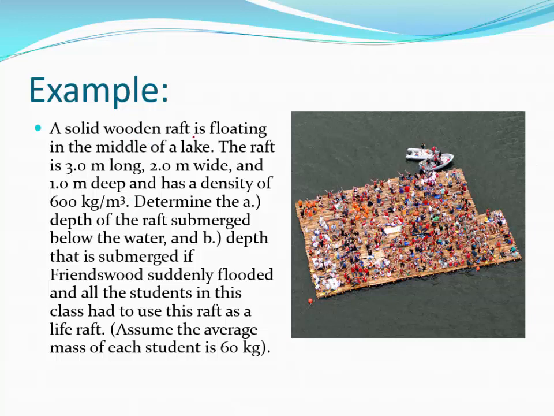So here we have a wooden raft floating in a lake. It's 3 meters long, 2 meters wide, and 1 meter deep, and its density is 600. So the first part is to determine the depth of the raft submerged below the water. The density of the raft is 600. We know that the density of water is 1,000, so of course it makes sense that the raft would float. We just want to know how far it's going to be submerged in the actual water.